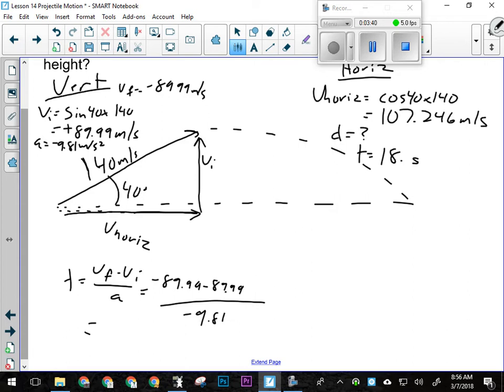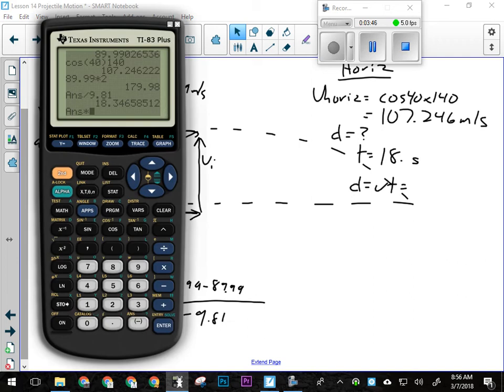Now we can calculate D. D equals V times T. So our 107.246 times the time. This thing travels 2 kilometers. Okay, according to significant figures, it's going to be 2.0 times 10 to the 3 meters.